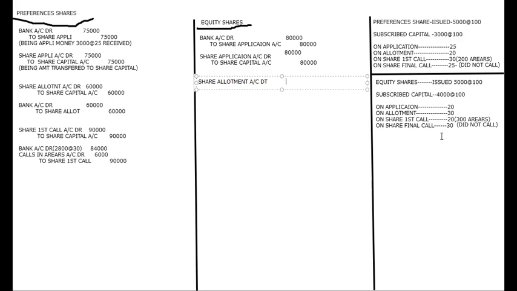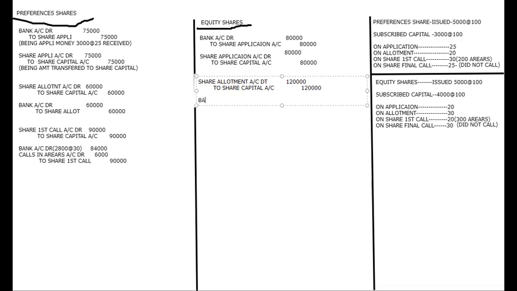Now we please look into this data. 4,000 into 3. So it will be how much? 4 3s are 12. So 1,20,000 to share capital account. It will be how much? 1,20,000. Then this is done.